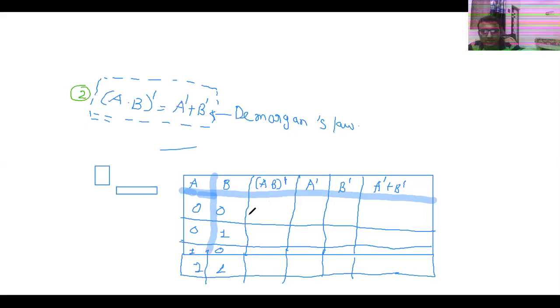Now 0 into 0, answer is 0. But what is the complement of 0? It is considered as a 1. So 1, 0 into 1, answer is 0. So what is the complement of that? 1 into 0, answer is 0, but what is the complement of that? And 1, 1, answer is 1, but what is the complement of that? It is 0.